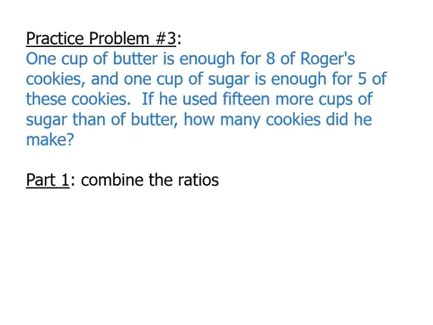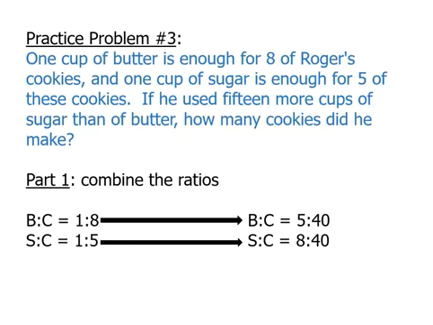So part 1, combining the ratios. We know butter to cookies 1 to 8. We know sugar to cookies 1 to 5. The common term here is cookies, and so the least common multiple of 8 and 5 is 40. So we're going to multiply the top ratio by 5 over 5, multiply the bottom ratio by 8 over 8. Now we can put everything together in one big ratio. Butter to sugar to cookies, 5 to 8 to 40.